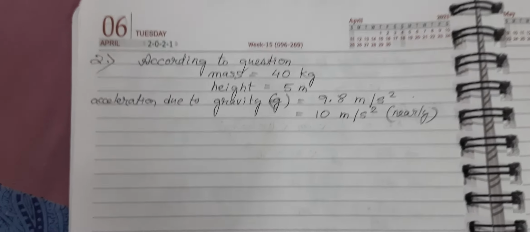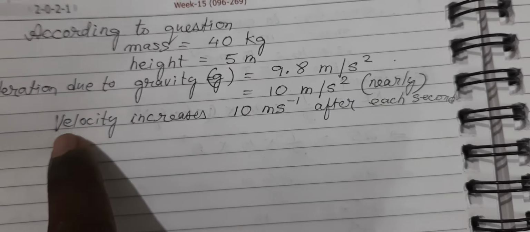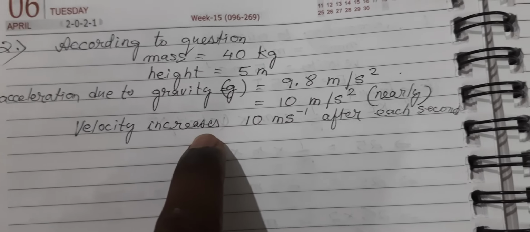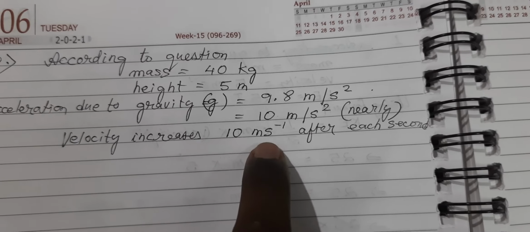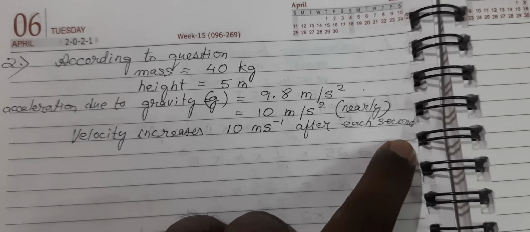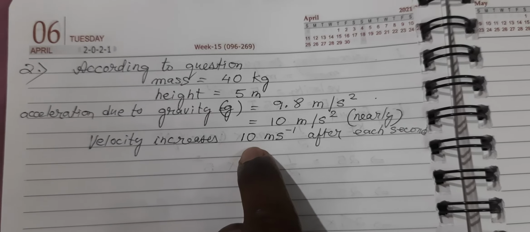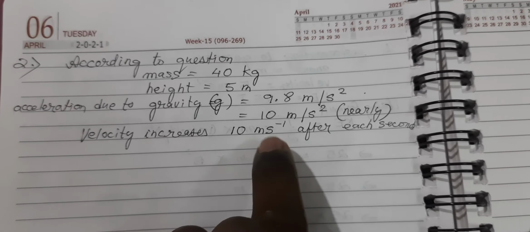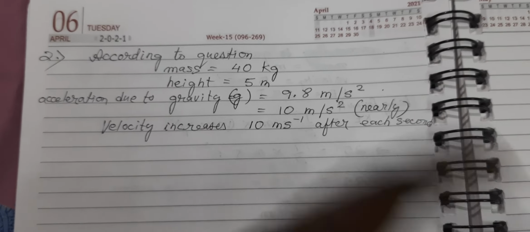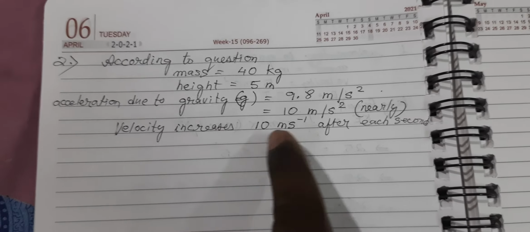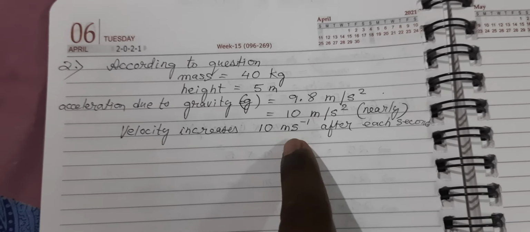Now you might be asking where that square came from. Let me explain to you. That means the velocity of this object which is falling towards the earth increases at the rate of 10 meters per second after each second. Suppose after 1 second the velocity was 10, the next second it will increase by 10. That means the velocity will now become 20 meters per second. Then after 3 seconds 30 meters per second, after 4 seconds 40 meters per second, after 5 seconds 50 meters per second.